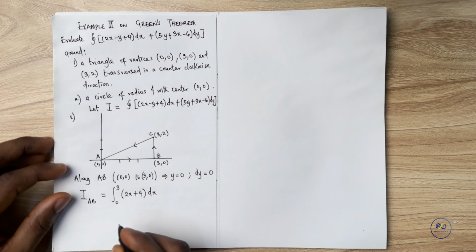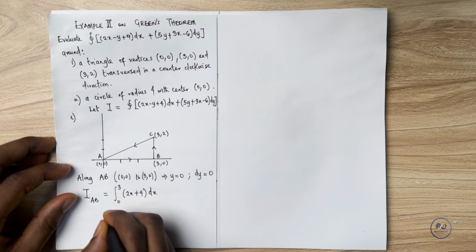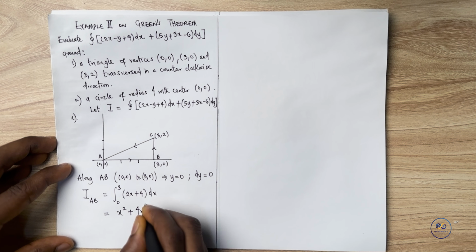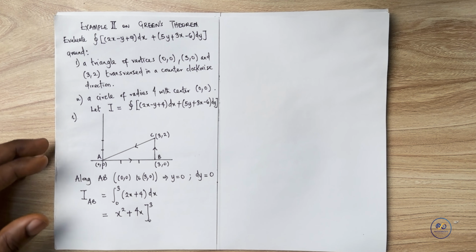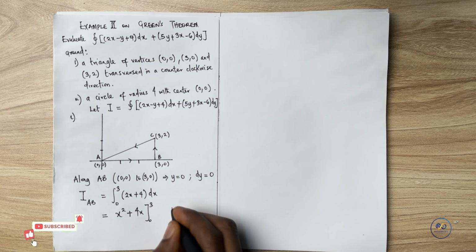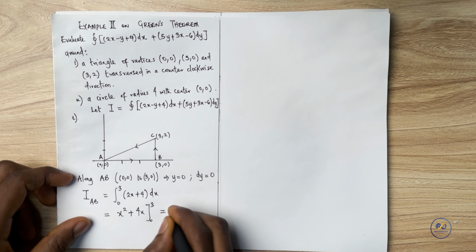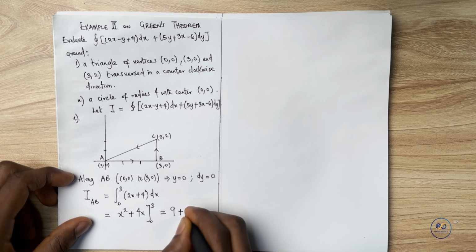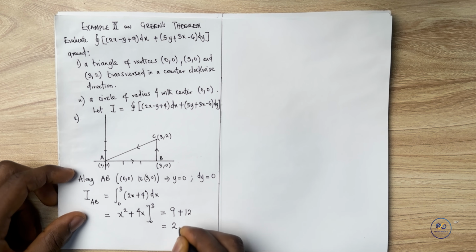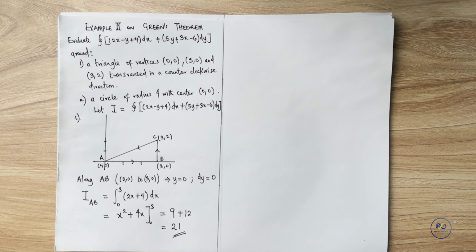So here, what are you going to have? This would simply be x squared plus 4x, evaluating the bounds from 0 to 3. The lower bound will completely be 0 because it vanishes. So you're going to have 3 squared, which is 9, plus 4 times 3, which is 12. So here, we are going to have 21 on the first part of the motion. So the integral along AB would simply be 21.